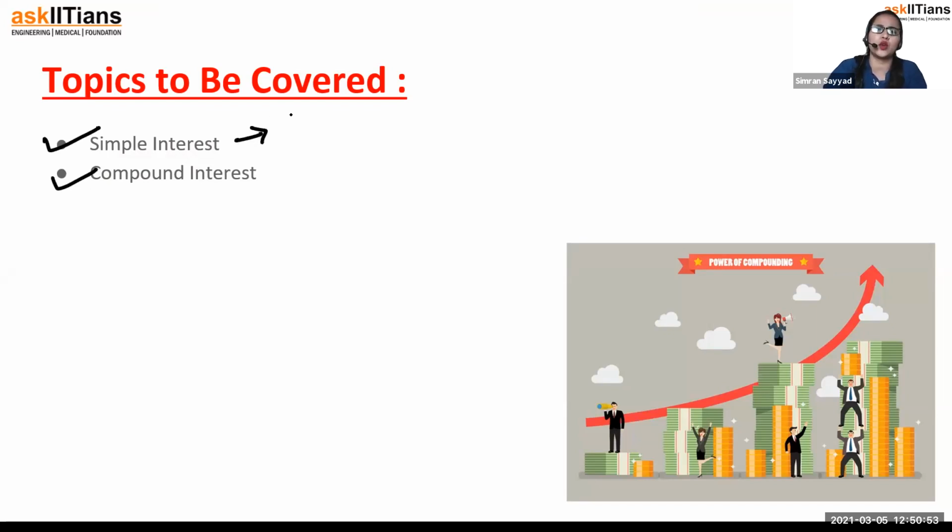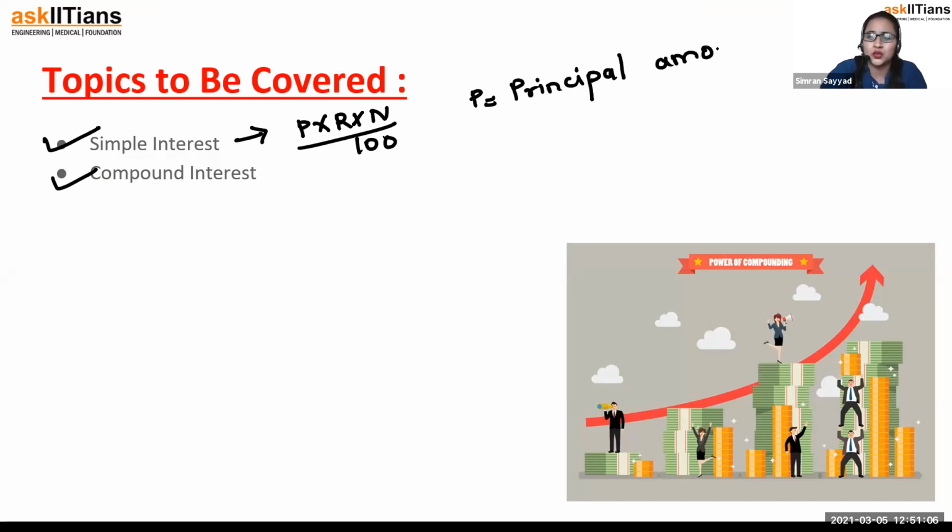So you already know what is simple interest. The formula is P into R into N whole divided by 100, where P is nothing but your principal amount. So principal amount is nothing but, dear students, the amount on which someone is charging you an interest, like the loan amount which they have given you. So that is nothing but the principal amount, the main amount which they have given you.